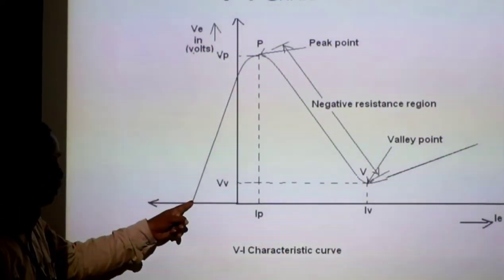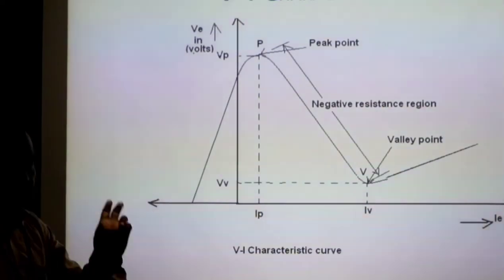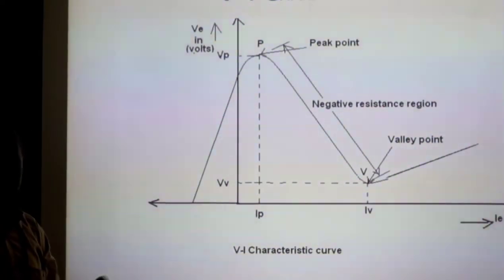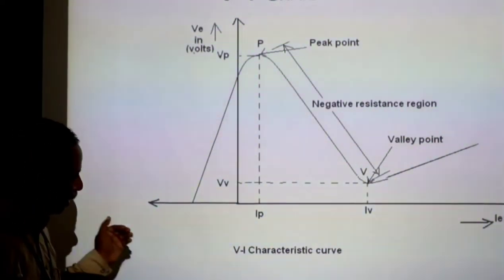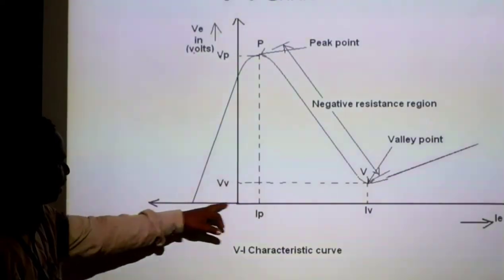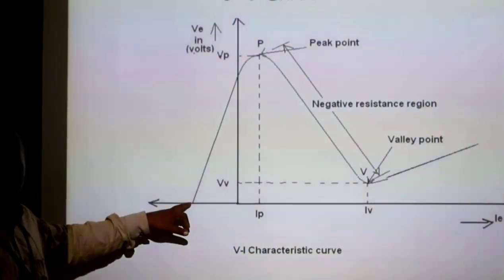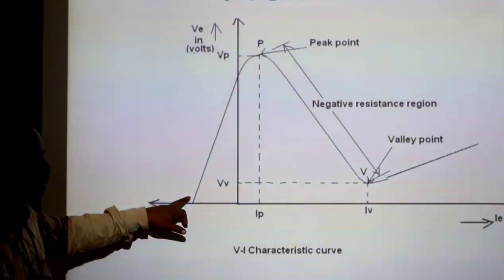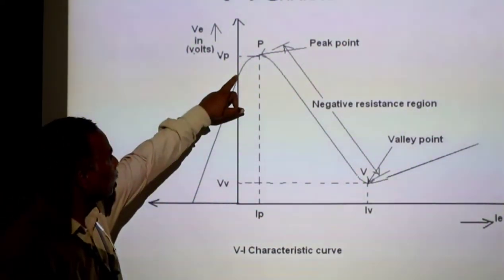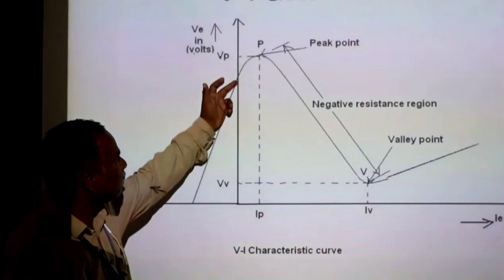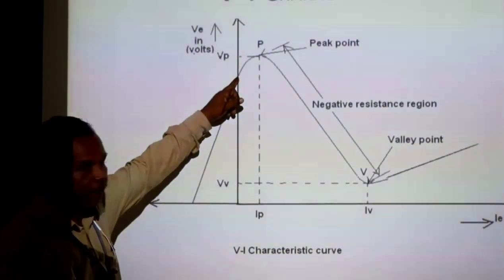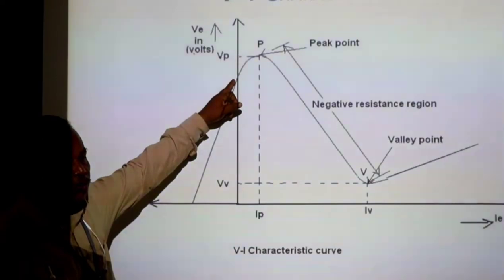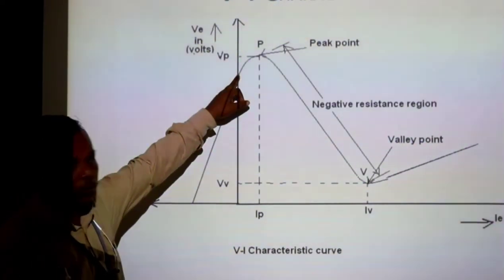Whenever the voltage is 0, the PN diode is acting in the reverse bias condition. Therefore, only the minute leakage current is flowing through the device, that is this much. This is a negative current, that is, the current passes in the reverse direction whenever VE is 0. After increasing to a certain value up to this level, the current gradually decreases, and at the point where VE is equal to VA, the current is 0.